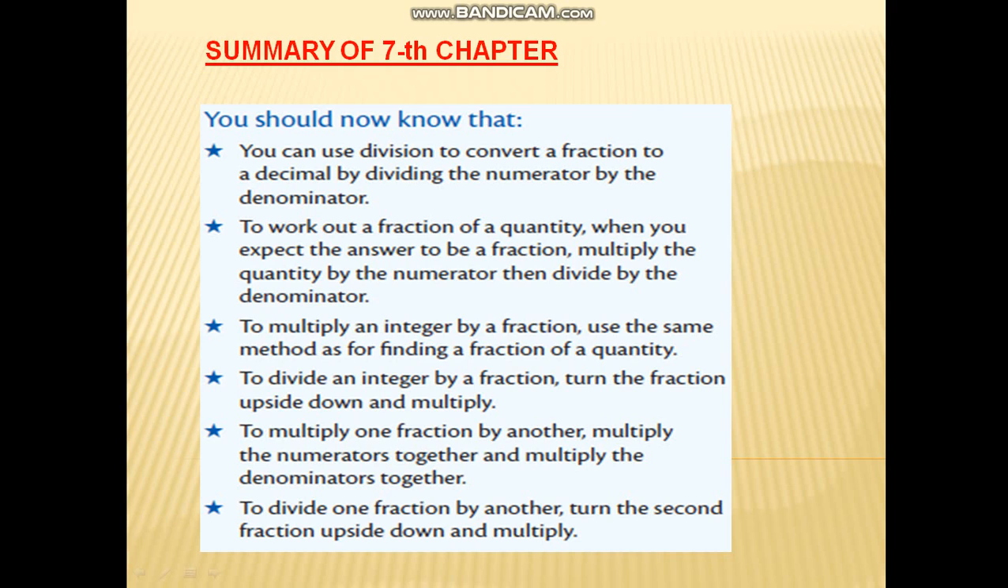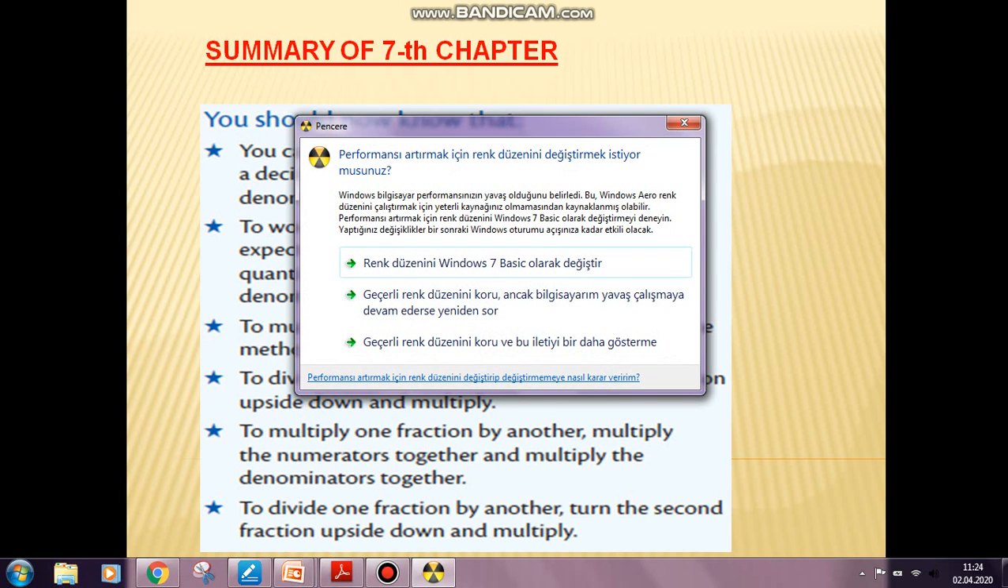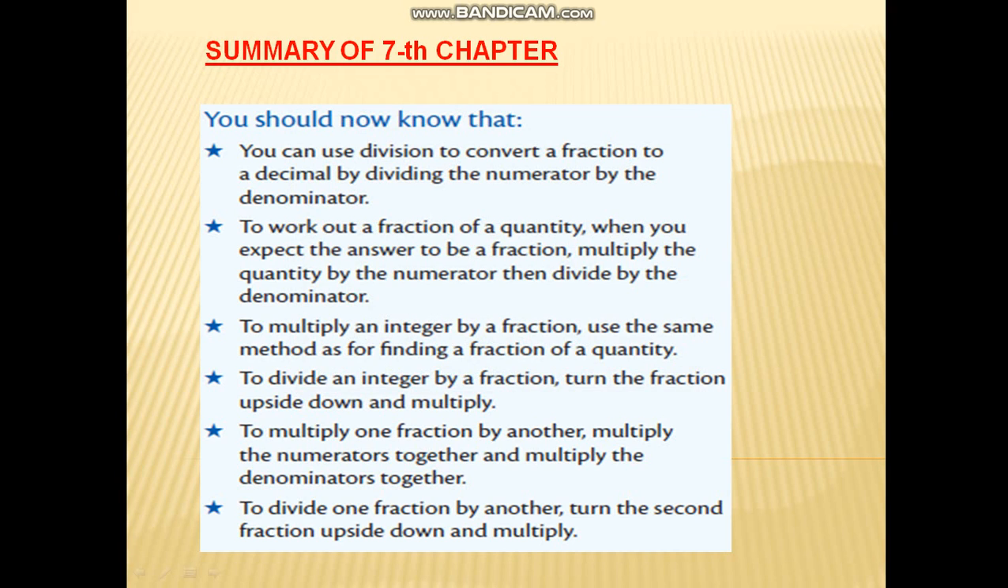Next, to work out the fraction of a quantity, when you expect the answer to be a fraction, multiply the quantity by the numerator, then divide by the denominator. Also, we have examples. If you remember, "of" means multiply, or times. For example, 2 over 4 of 13 means 2 over 4 times 13.